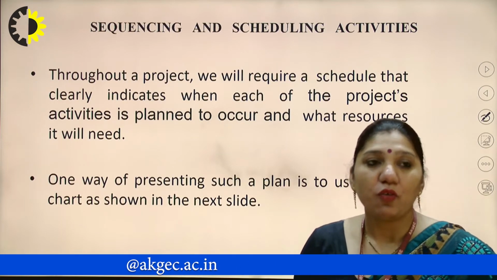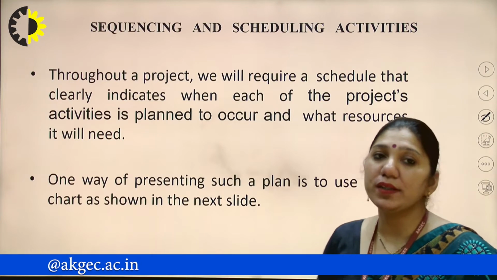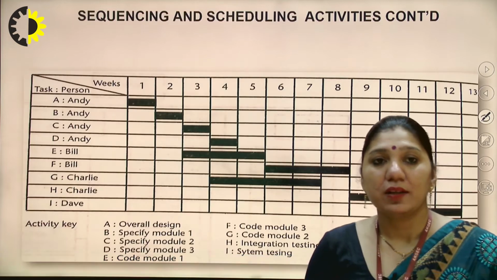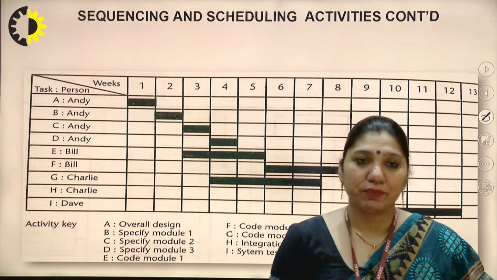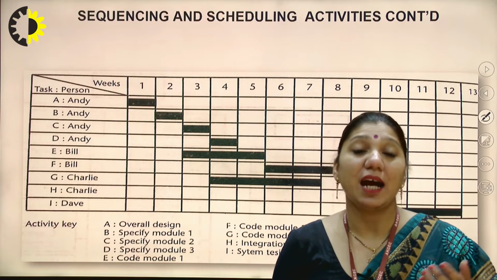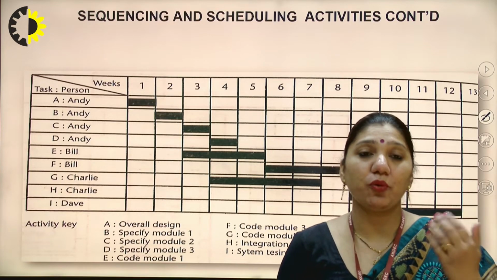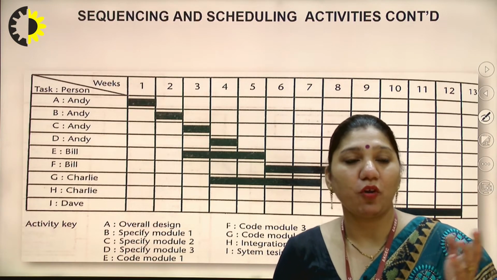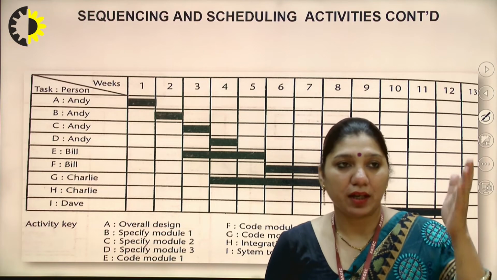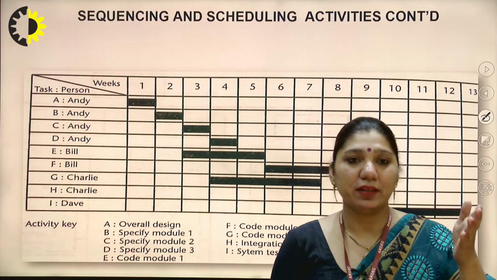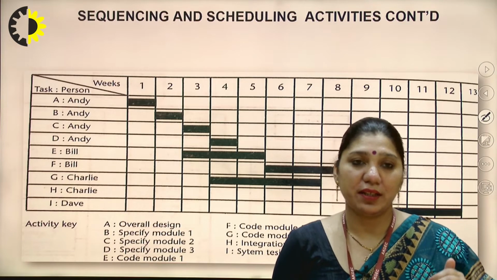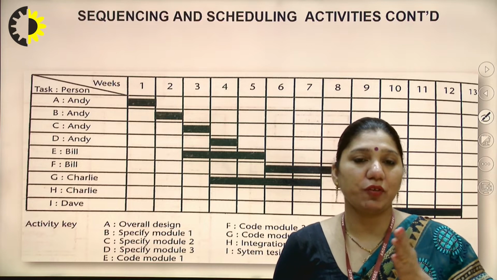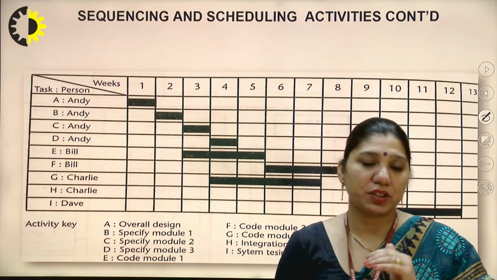One way of presenting such a plan is to use a bar chart, as shown in the next slide. It is human tendency that people understand and visualize more easily with the help of images instead of a text message. Here we have an example of one project, with the tasks and the persons Andy, Bill, Charlie and Dave, and at the top of the columns the weeks 1, 2, 3, 4, 5, 6, 7, 8 up to the 13th week.